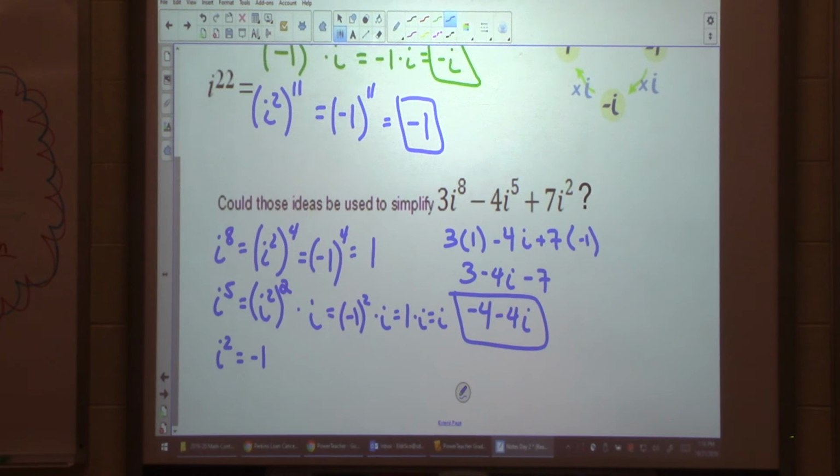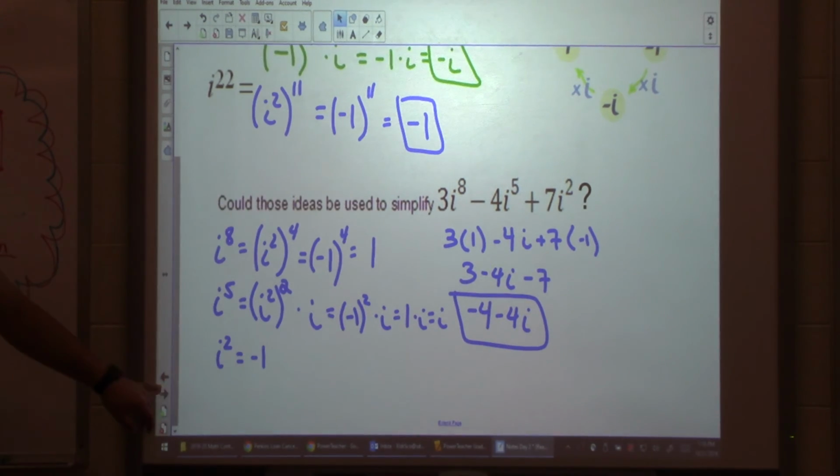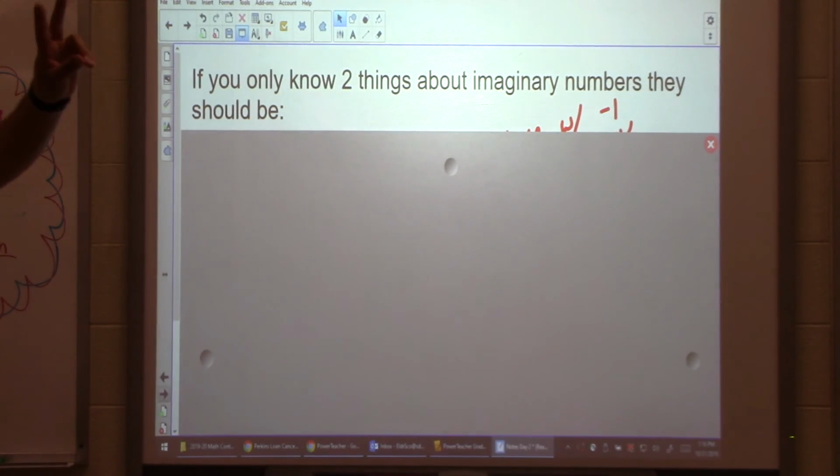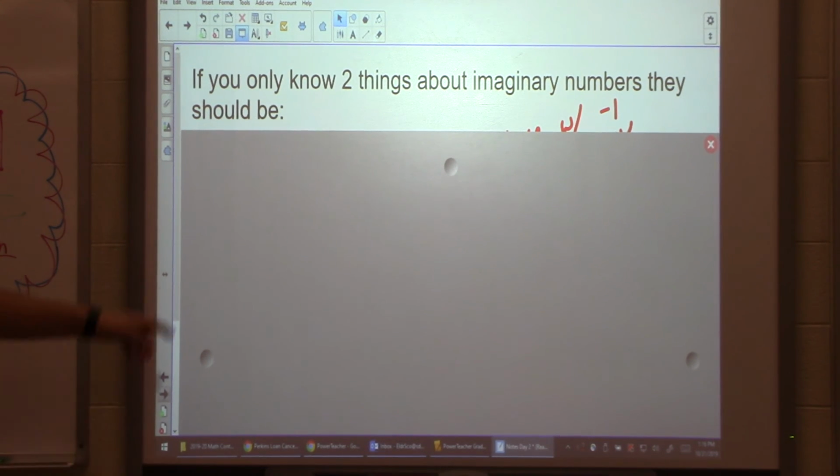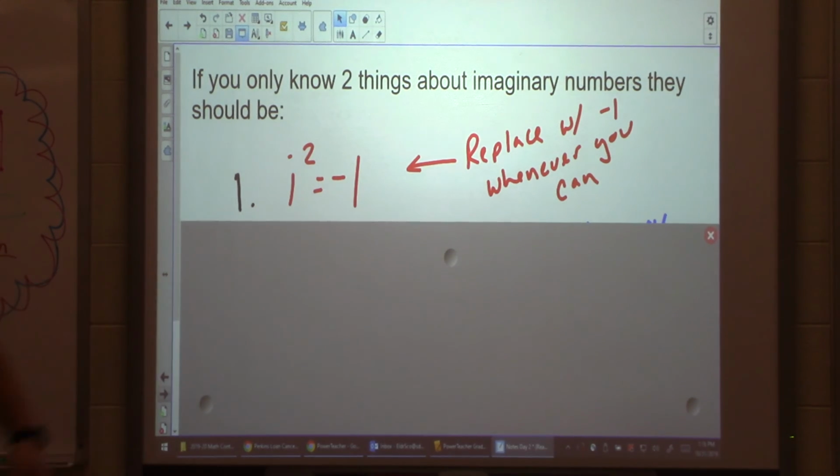Yes? No? Yes. Okay. Do we have any questions on that? No. We're sure? Yep. Okay. One last thing we're going to talk about. If there are 2 things to know about imaginary numbers, they should be what? You should all be able to tell me the first one. i squared equals negative 1. And we will replace it whenever we can. If you do not know that i squared equals negative 1, we are going to have issues. i squared equals negative 1. That's the most important thing we've talked about so far.